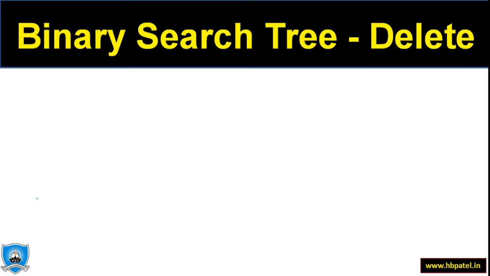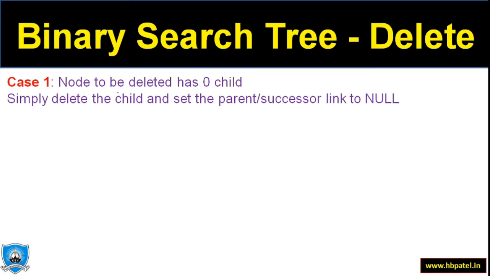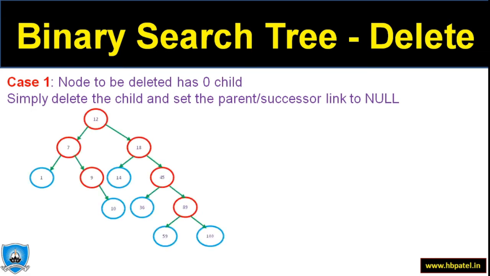So let us take the very first case. The first case is the node to be deleted has 0 child. So in this case, for example, if we take the previous binary search tree that we have already created, all these blue mark nodes are having 0 child, because the left and right both are null. So these are leaf nodes and they don't have any child. If you wish to delete any one of these, then the deletion is a very simple process. All you need to do is delete the node and set the link to null.